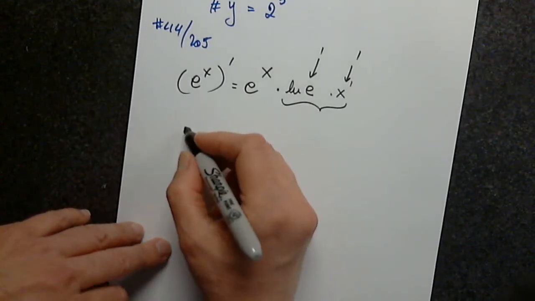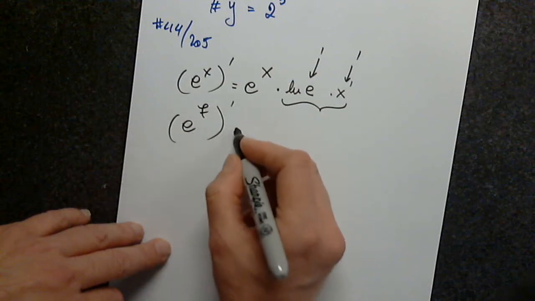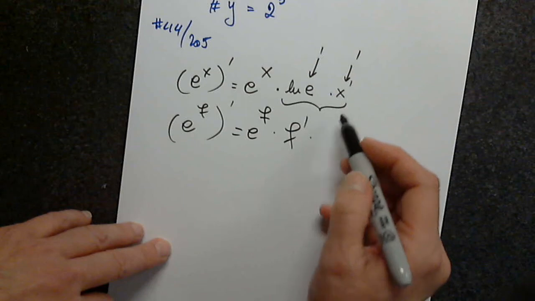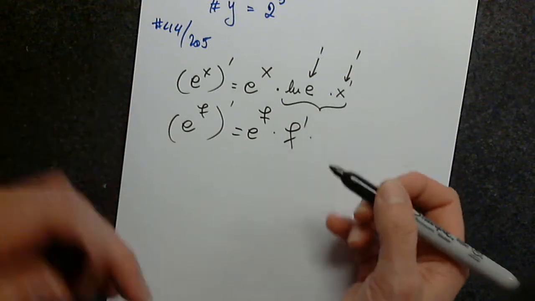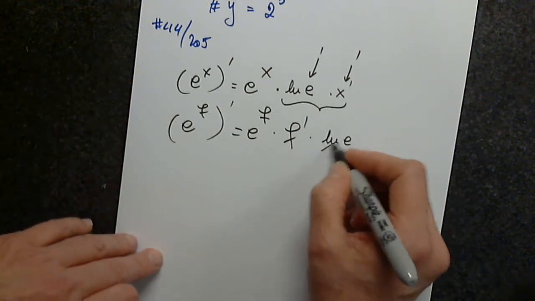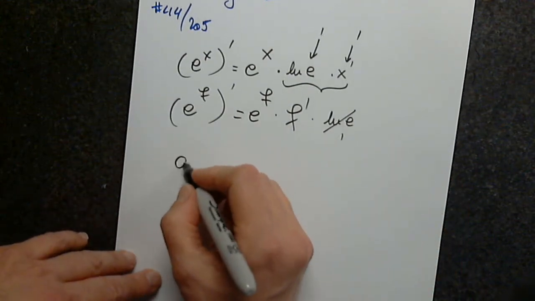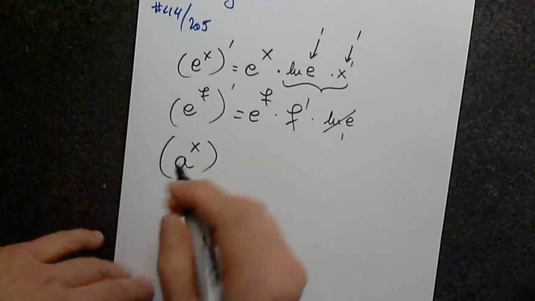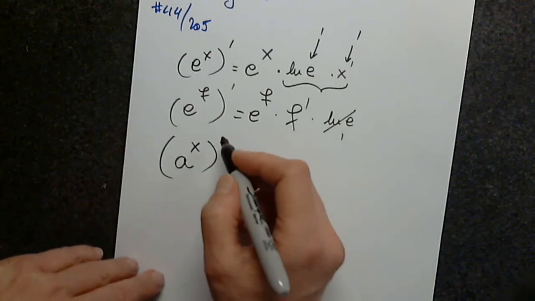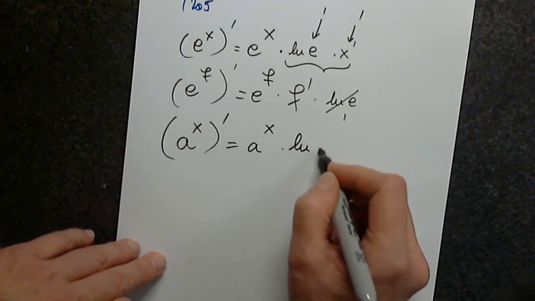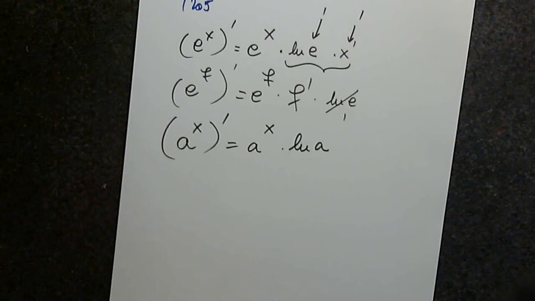Now, e to a function prime is e to the function times the function prime, which is very clear. Now I have to put it in. And it should be times natural log e, but again, I don't put it because it's 1. By the same token, when I have any other base, not e, and I differentiate, I have a to x times natural log a. This time it has to be there. It's a constant, but it has to be there. Why? Because natural log a is not 1.